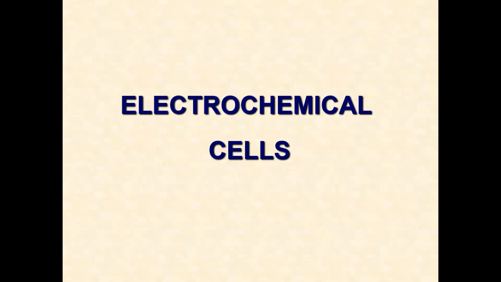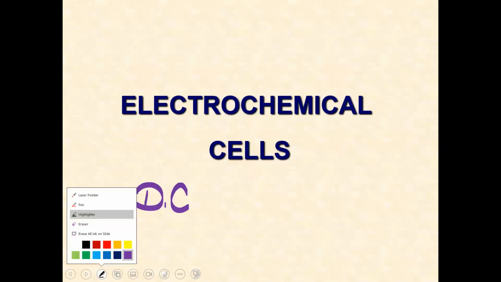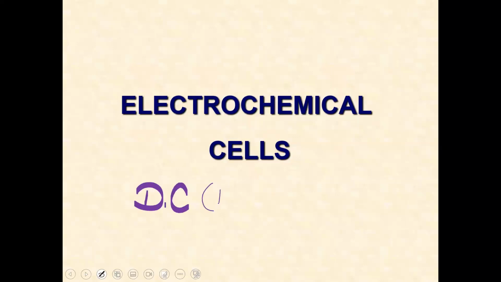Now let me put it again from the physics background. What is a cell? When you put a cell in your remote control or anything else, a cell is a portable source of DC. So right under it, write: cell is a portable source of DC. What is DC? DC means direct current.